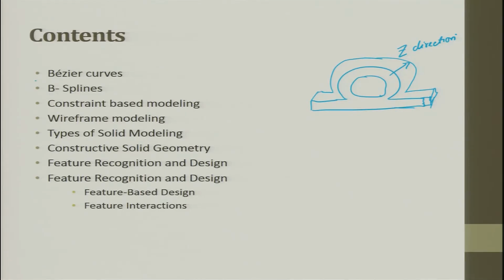So, in this lecture we will try to see Kuhn surfaces, then move to Bézier curve, B-spline, constraint based modeling, then we will see wireframe modeling and then different types of solid model, then constructive solid geometry in the 3D form, then feature recognition and designing. In that we will try to see feature based design and feature interaction.